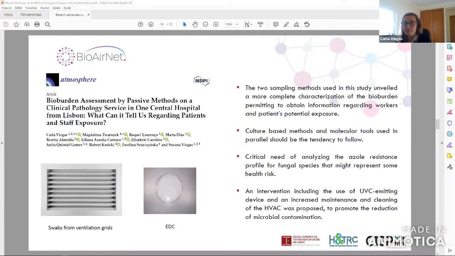An intervention including the use of a UVC emitting device in the clinical pathology service where the study was held, and increased maintenance and cleaning of the HVAC systems, was recommended to promote the reduction of microbial contamination.